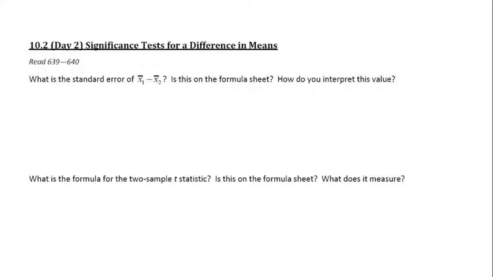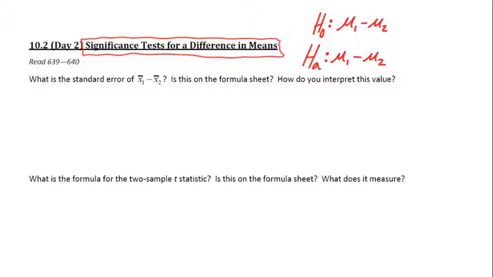This is 10.2, day 2. We're talking about significance tests for a difference in means. So usually our notation is going to be mu1 minus mu2, but we could use whatever subscripts we want for these, whether it's the mean of the boys compared to the mean of the girls, or the mean of the sophomores compared to the mean of the seniors. Could be whatever context you want it to be. We're just going to compare two different means.